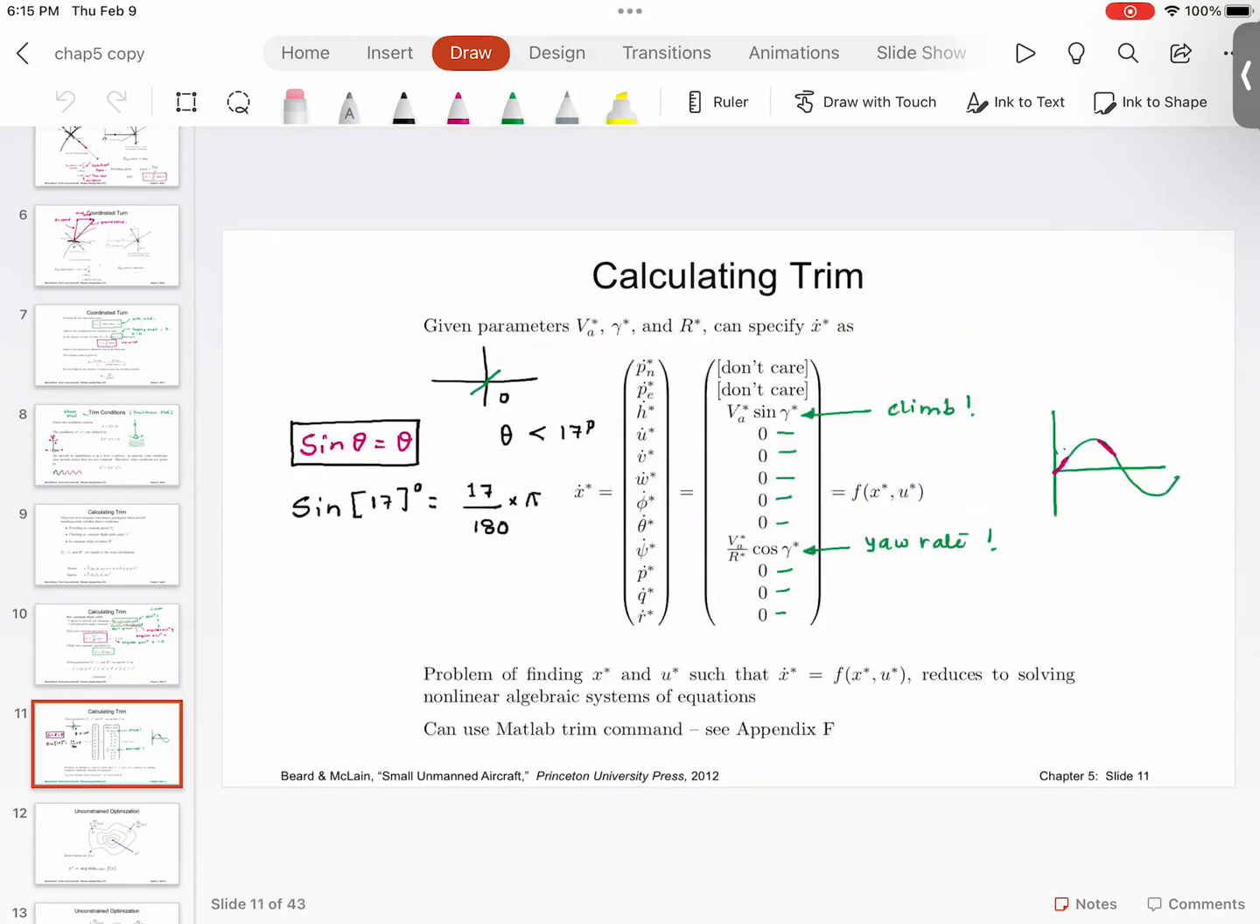Now, as you can see, this is the general idea. We are going to set all the derivatives equal to 0. The derivative of h, h dot, which is the velocity in the upward direction, will be set as VA sine gamma, which is the component of airspeed in the downward direction. And psi dot, which is the yaw rate, is decided based on the coordinated turn. And Pn dot and Pe dot, the forward velocity and lateral velocity, we are not worried about. So whatever values we get, that's totally fine.